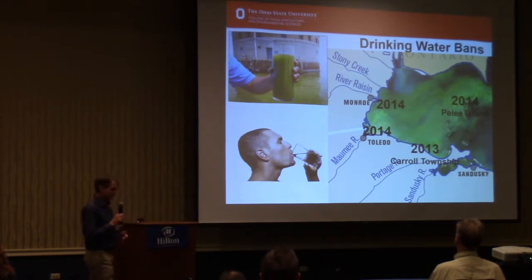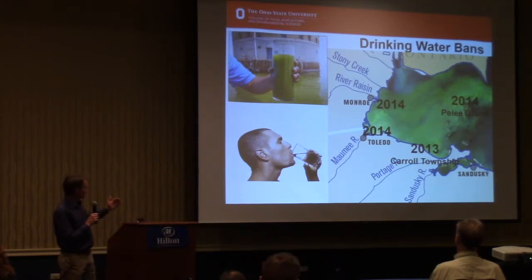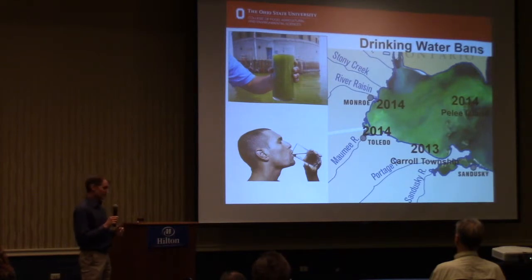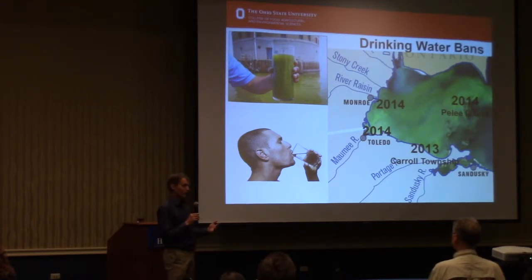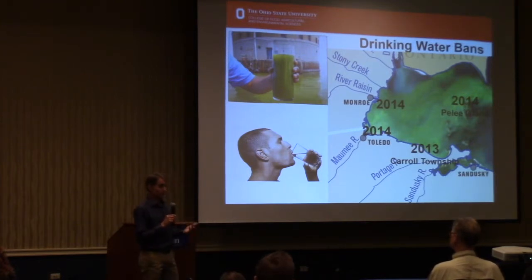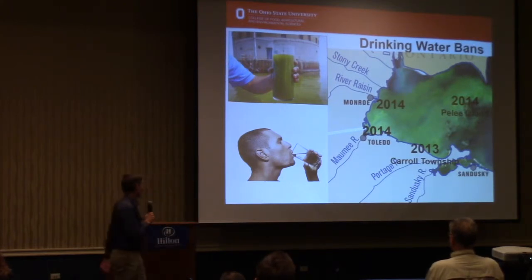So these problems are growing. You see here's 2013, 2014. When we look at what's going to happen with climate change, we should have heavier spring storms in northwest Ohio, which is going to bring more water, more nutrients into Lake Erie. So these harmful algal blooms are going to be with us for a while. So we can either do nothing and have the harmful algal blooms grow bigger, or we can start to do some things in Ohio.